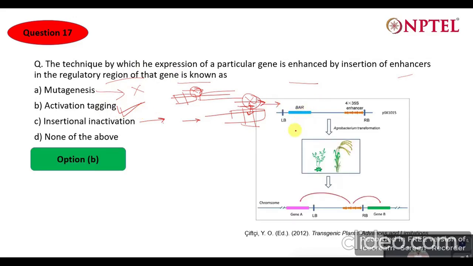So this can also be explained from this figure. This is an enhancer that needs to be added to a gene, and using agrobacterium transformation we use this enhancer along with the gene B that we need to increase the expression of. So we enhance the expression of this gene using the enhancers. This is called activation tagging.